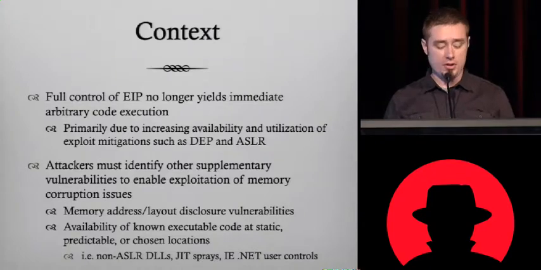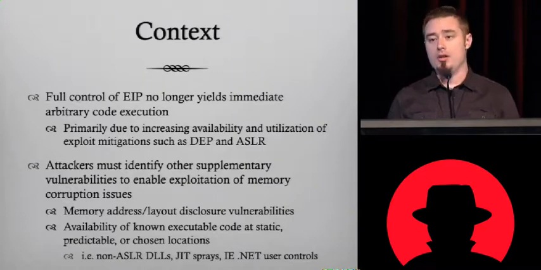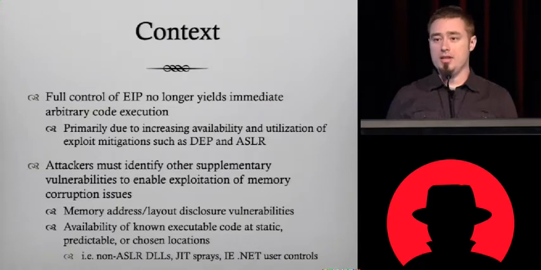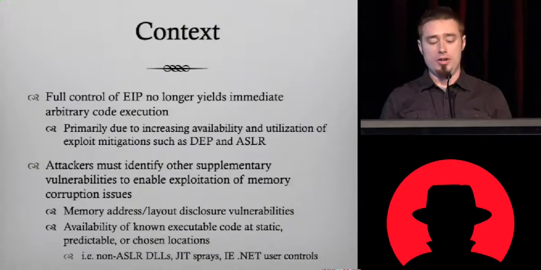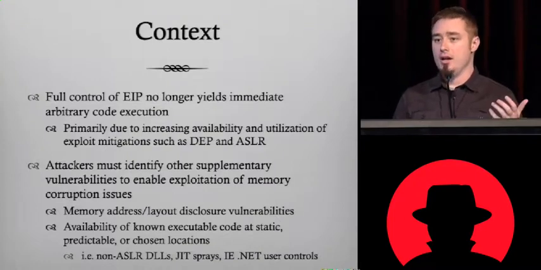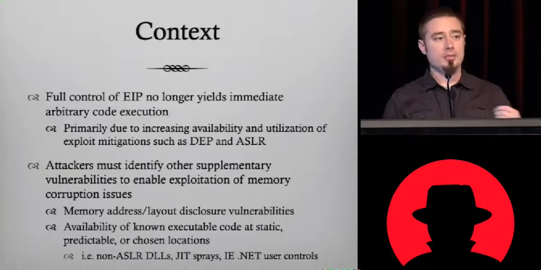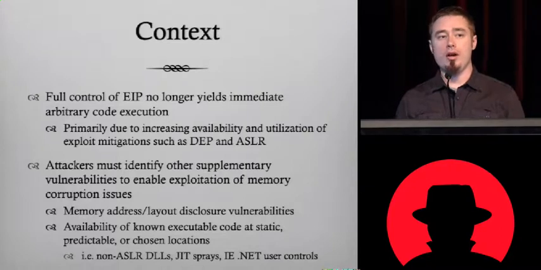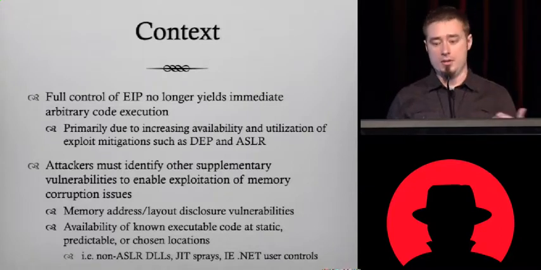And so some of the options here are 1, find DLLs that don't opt into ASLR, whether these are third-party or built into the operating system. 2, you can use something like a JIT spray, which lets you spray the heap with executable code that you can partially control that will allow you to bridge to your shellcode. Or, kind of the older option, about 2 years ago, Mark Dowd and Alex Sotirov presented a way of using .NET user controls in IE to place executable code at a fixed location in memory. So any of these types of issues are now required to exploit memory corruption vulnerabilities on a modern operating system like Windows 7.